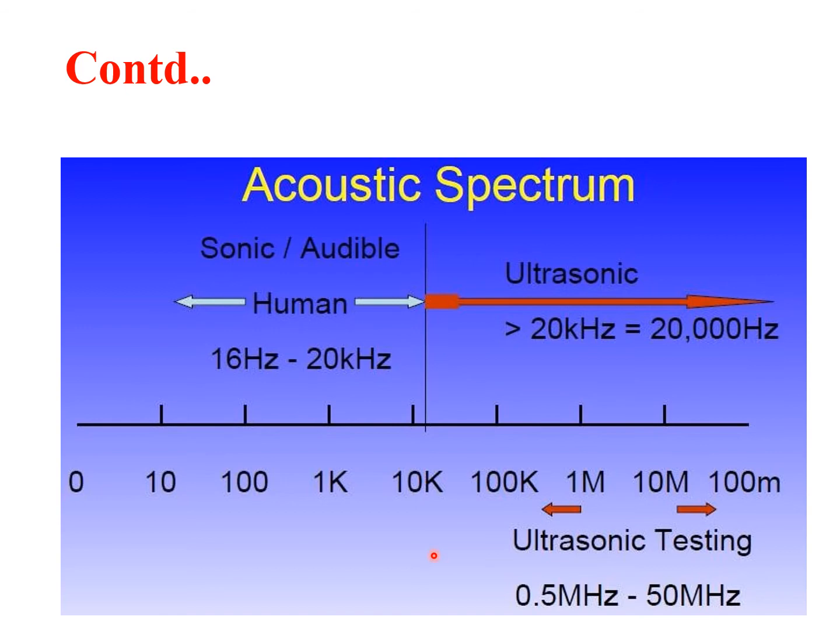Now, this is the acoustic spectrum as we've determined. This is the sonic range or the audible range of the human ear, that is 16 hertz to 20 kilohertz, up to which we can hear. Above that, it is the ultrasonic sound waves. The frequency is greater than 20,000 hertz or 20 kilohertz. And in the ultrasonic testing method, the range that we use here is 0.5 megahertz to 50 megahertz. This is the sound frequency that is being used.